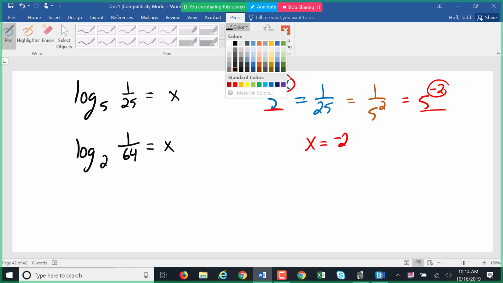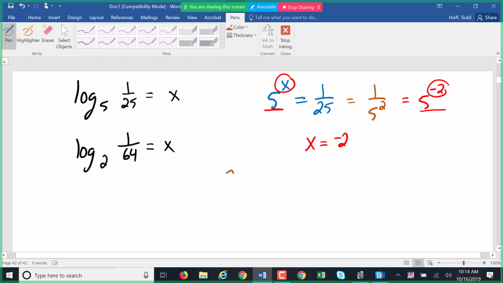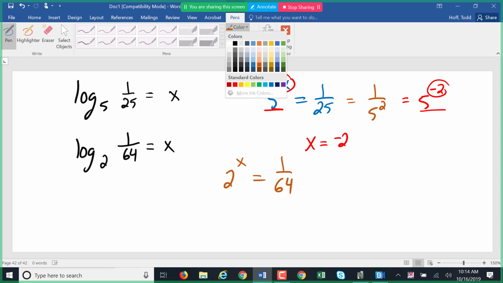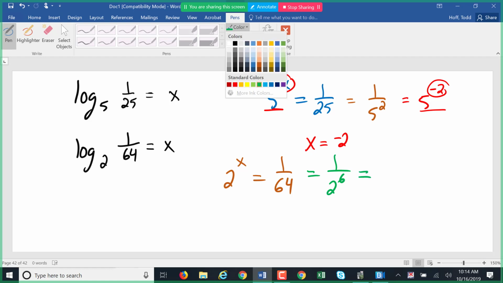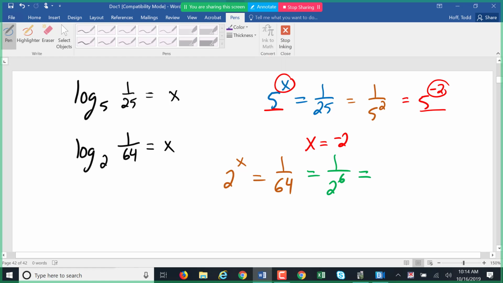Similar here, log base 2 of 1 over 64 equals x. That is saying 2 to what power equals 1 over 64? I can write 64 as a power of 2. 64 is 2 to the power of 6, so that's 1 over 2 to the 6th. Well, 1 over 2 to the 6th is a reciprocal. That's 2 to the power of negative 6. So if 2 to the x equals 2 to the negative 6, x has to equal negative 6.